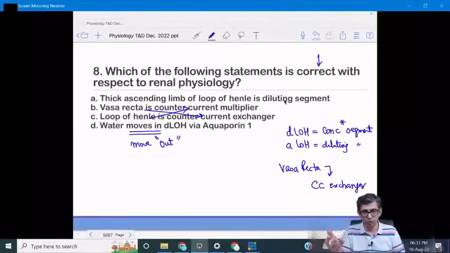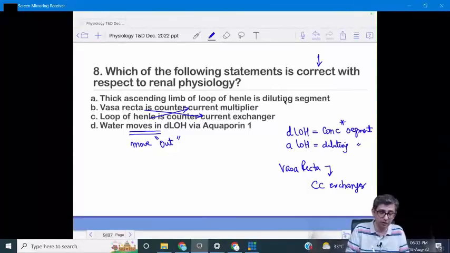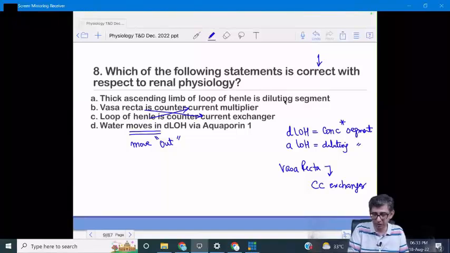When you read option D, it will look like the correct answer because water is moving across with respect to the loop of Henle. That's okay, but the water is not moving in. It is rather moving out, and that is why the concentration will tend to increase. That's when the tonicity or the osmolality of the urine will begin to rise. The correct answer for question number 8 is option A.